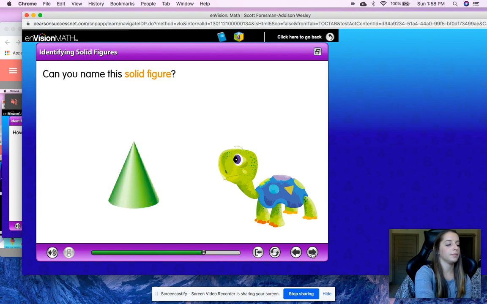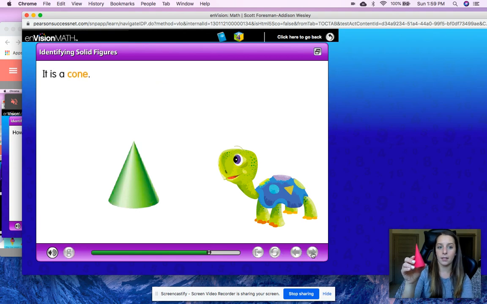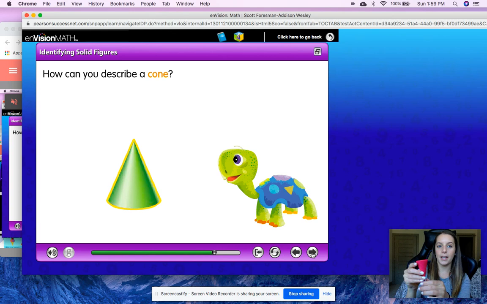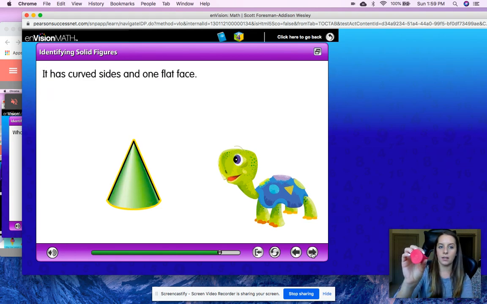Can you name this solid figure? And our last solid figure that we're going to be introduced to, something that looks like this. It is a cone. So depending on how you hold it. How can you describe a cone? Think about how we could describe what this looks like, showing you on all sides of what it looks like. It has curved sides and one flat face.